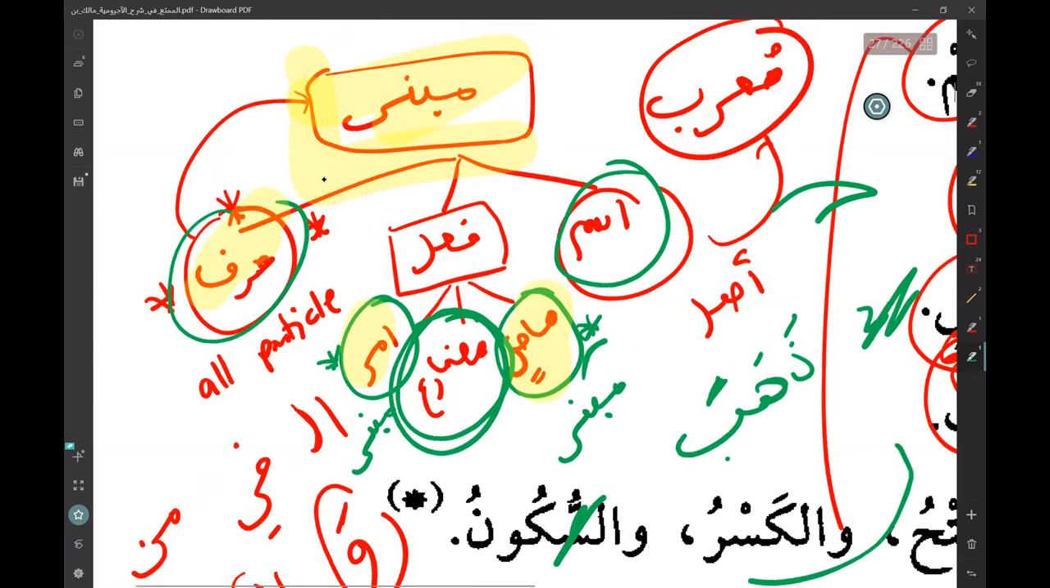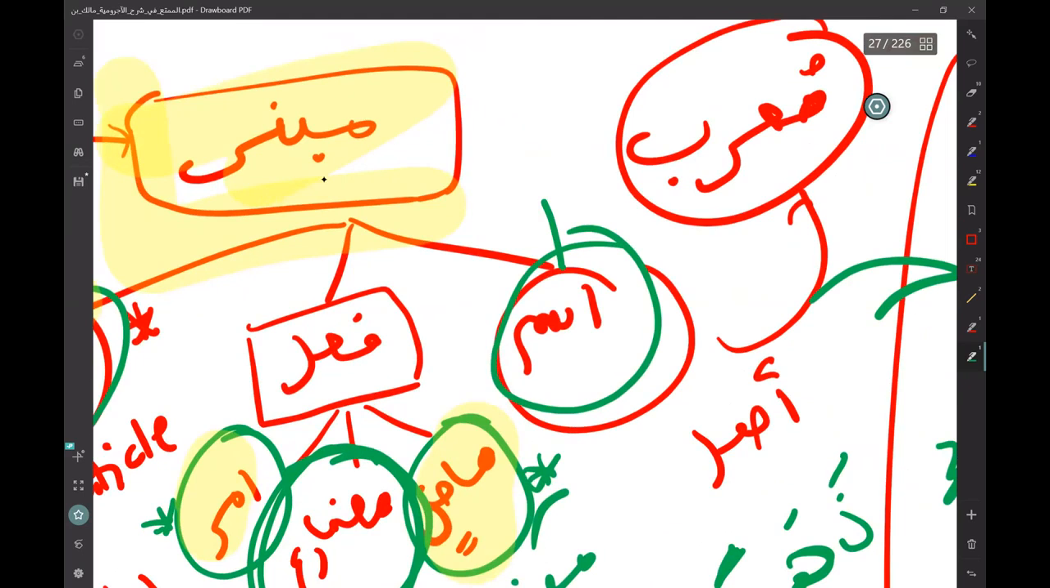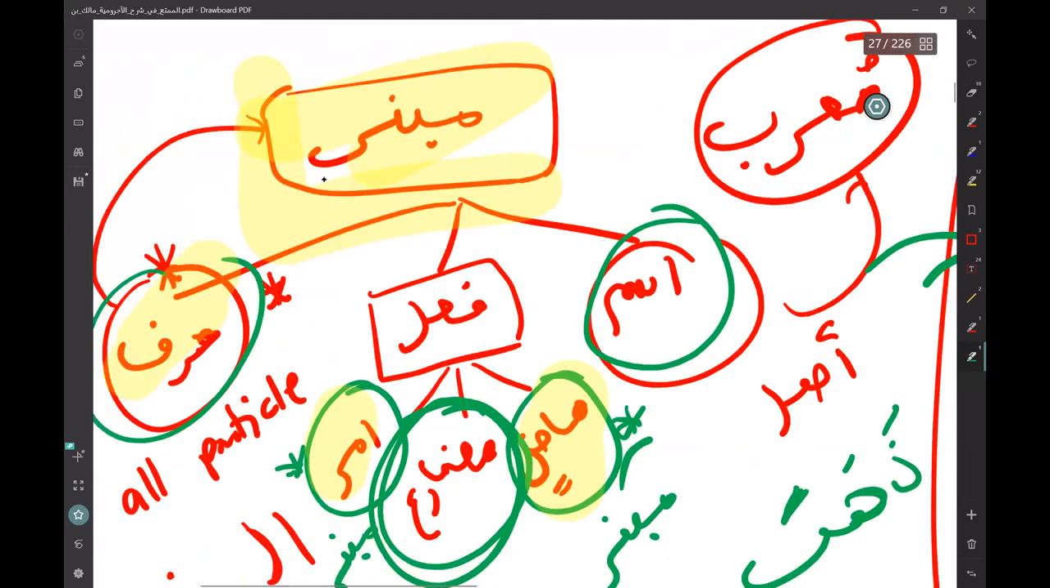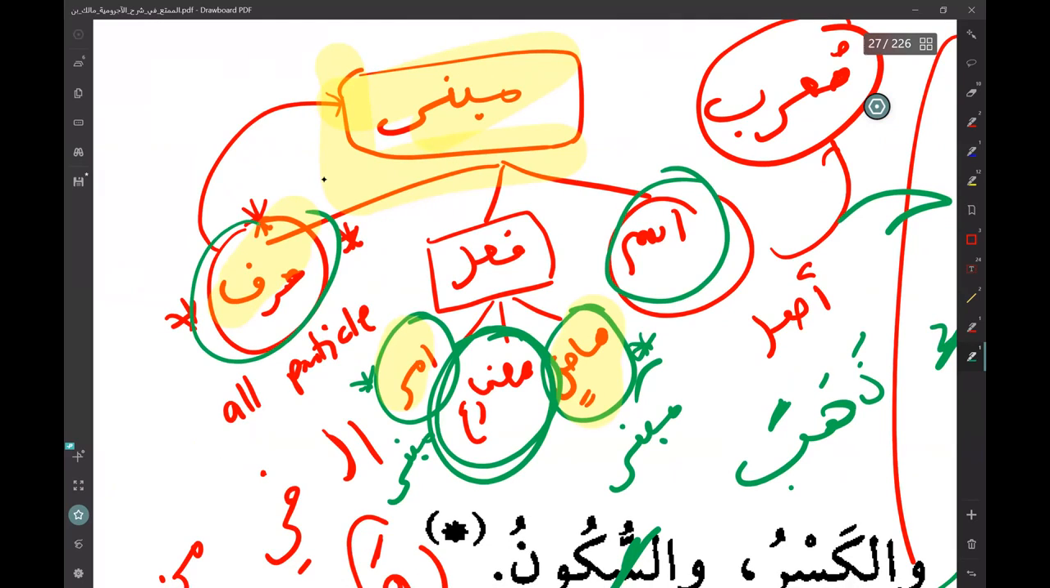From the isim, ismul ishara would be mabni, not all of them. That's why I don't want to get into too much detail. I just want to leave it at this for now: all the hurufs are mabni, and the madi, the past tense, and the command verbs are mabni.